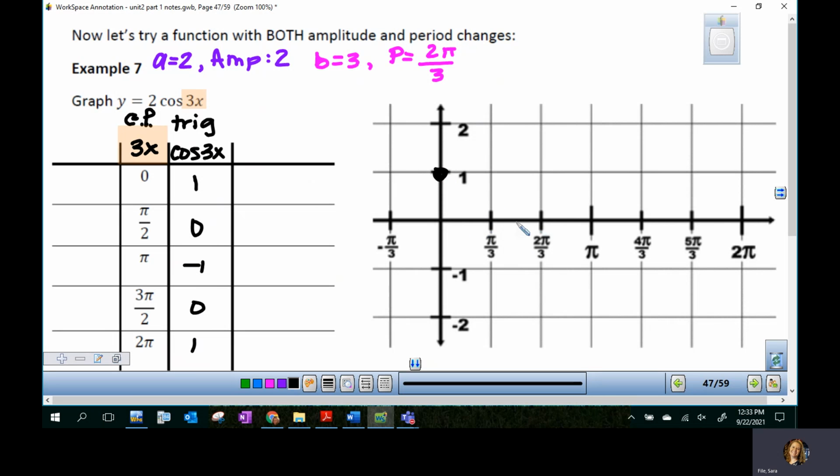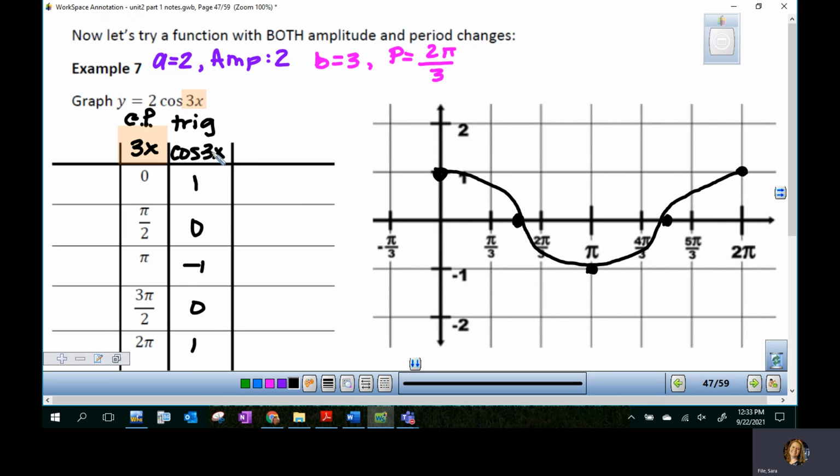Okay, pi halves is going to be right here between pi thirds and 2 pi thirds. And pi, -1. All right, there is the parent function. Not the best curve I could have drawn, but that's okay.